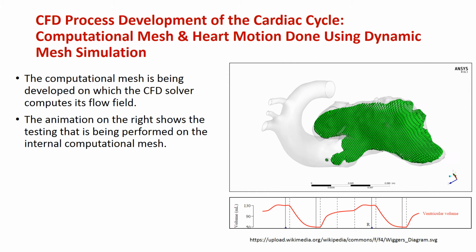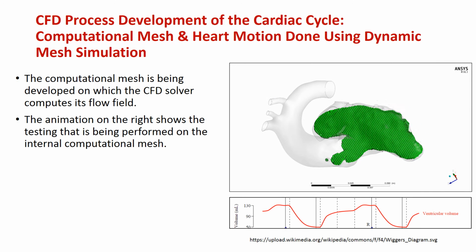CFD process development of the cardiac cycle, computational mesh and heart motion done using dynamic mesh simulation. The computational mesh is being developed on which the CFD solver computes its flow field. The animation on the right shows the testing that is being performed on the internal computational mesh.